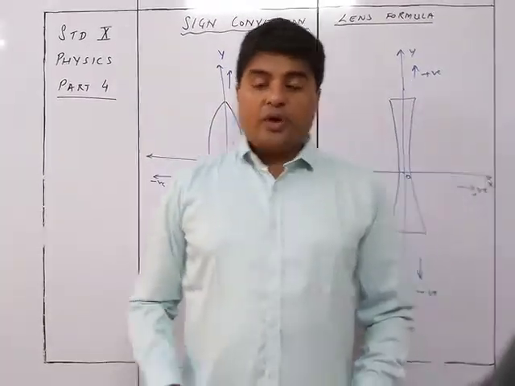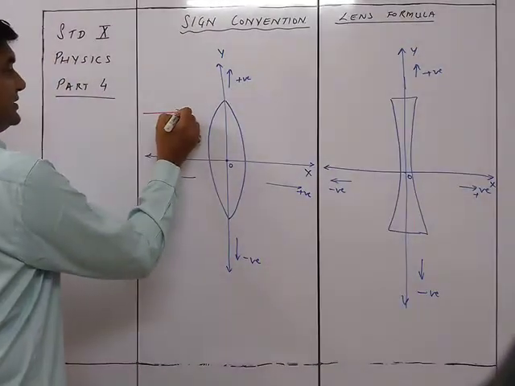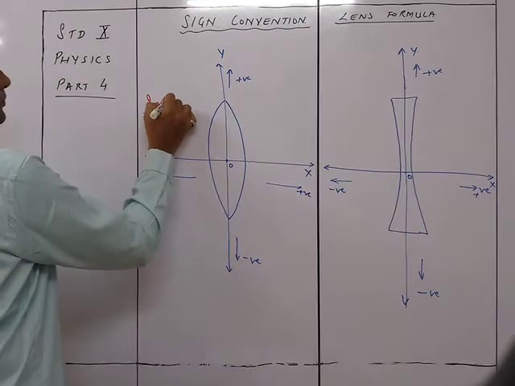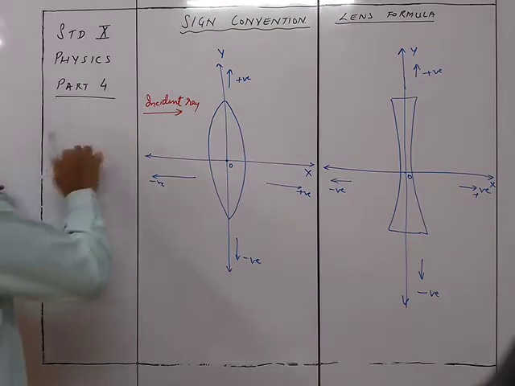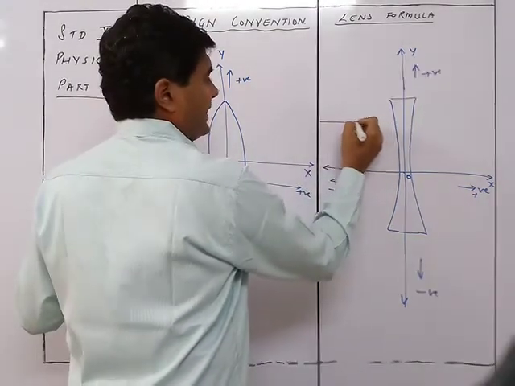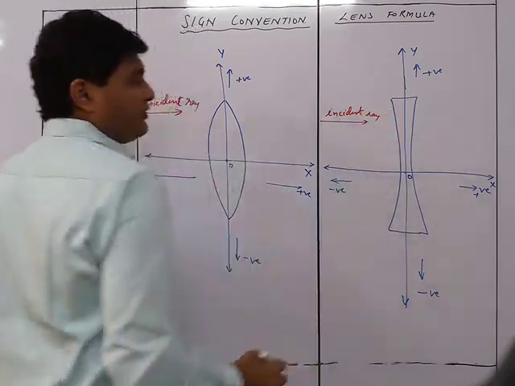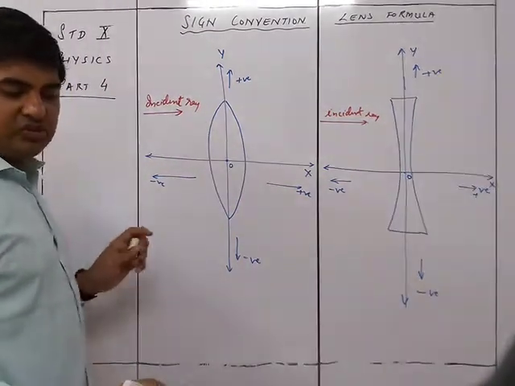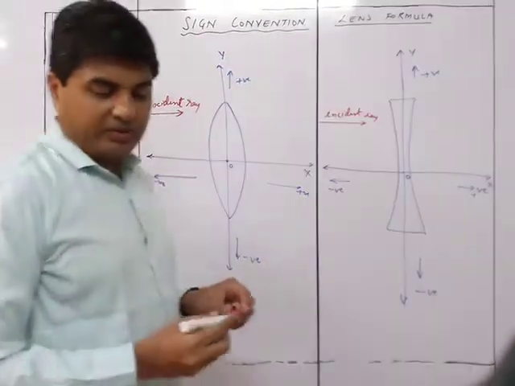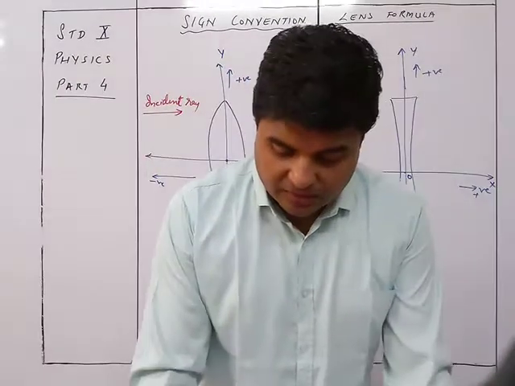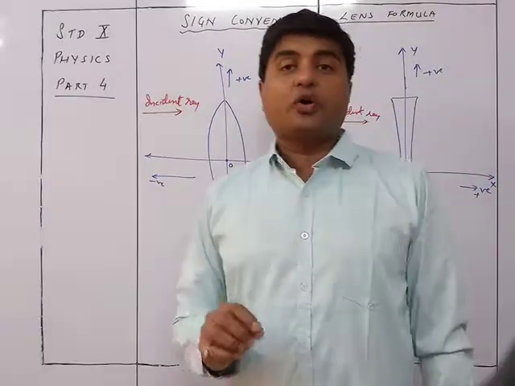Now we always consider that the incident light will be from this side. So this is the incident ray. The direction of the incident ray will always be this way. If there is a direction of the incident ray, that means the object is placed somewhere here. Let me read out and then we can discuss this further. The optical center of the lens is chosen as the origin of the coordinate system.